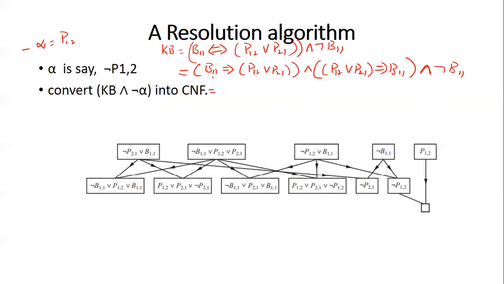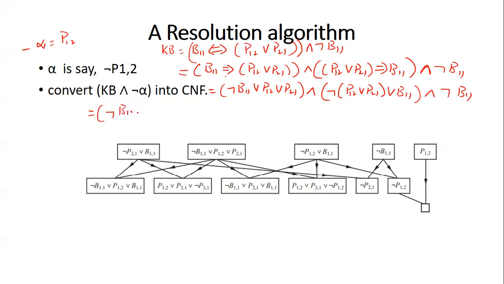So now for this part, again implication should be removed. When you remove implication, it becomes not B11 or P12 or P21. Okay, and when you remove implication here, it becomes not P12 or P21, or B11, and not B11. Okay, so this is not B11 or P12 or P21. Now when this not gets inside, it becomes and. So it becomes not P12 and not P21, or B11, and not B11.